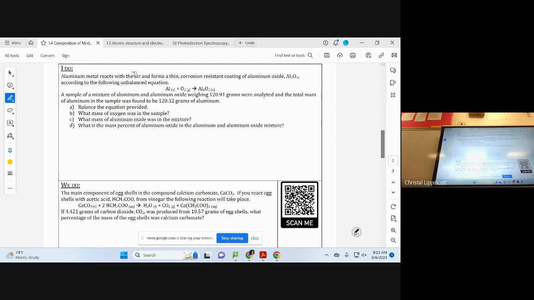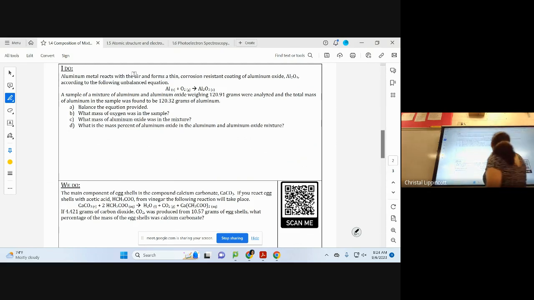All right. So we have our calcium carbonate. I'm reading the wrong one. Okay, aluminum, sorry, my bad. Aluminum and oxygen are coming together, and they're forming aluminum oxide. We have a sample mixture of aluminum oxide. They've given us the mass of that, and they've given us the mass of the aluminum. So they want us to balance the equation.